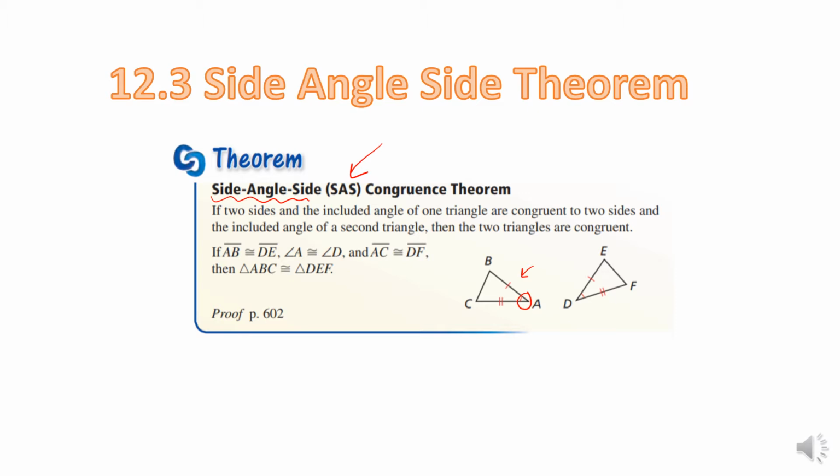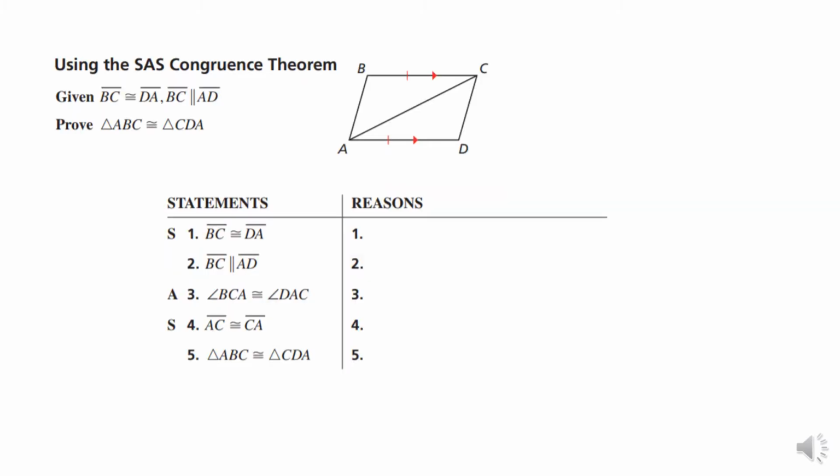So it's the included angle of one triangle are congruent to the two sides and the included angle of the second triangle. Then the two triangles are congruent. So you can read that information right here to understand it a little bit better, but know that it is side angle side. And that's where those initials come from. Okay, so we're going to do a couple proofs. Just knowing how to do this is helpful.